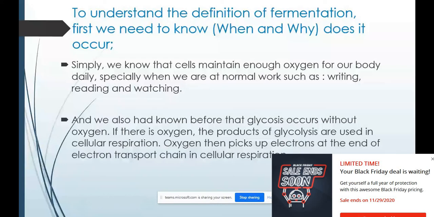We also know that glycolysis occurs without oxygen, because if there was oxygen, the products of glycolysis, which are pyruvate and the electron carrier NADH, are used in cellular respiration. Oxygen picks up electrons at the end of the electron transport chain in cellular respiration. So what happens if there is no oxygen to pick up the electrons?